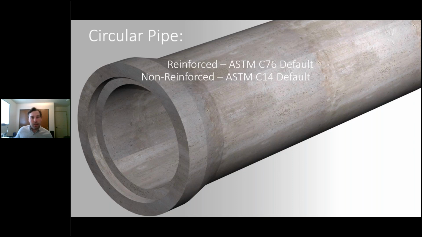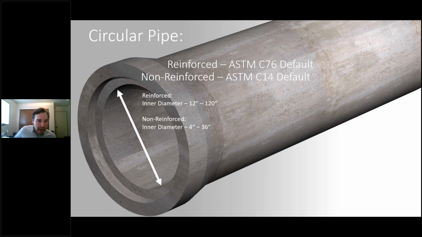These are based off ASTM C76 as a default entries for both reinforced and C14 for non-reinforced. So our inner diameters are set to 12 inch through 120 inch according to those ASTM C76 classes. So 12, 15, 18 all come stock within the program. And then for non-reinforced, they range from 4 inch to 36 inch. It also comes pre-programmed with our manufacturing A, B, and C walls. These are dependent on what the manufacturer actually has in their plants. Typically, it's a B or C wall.